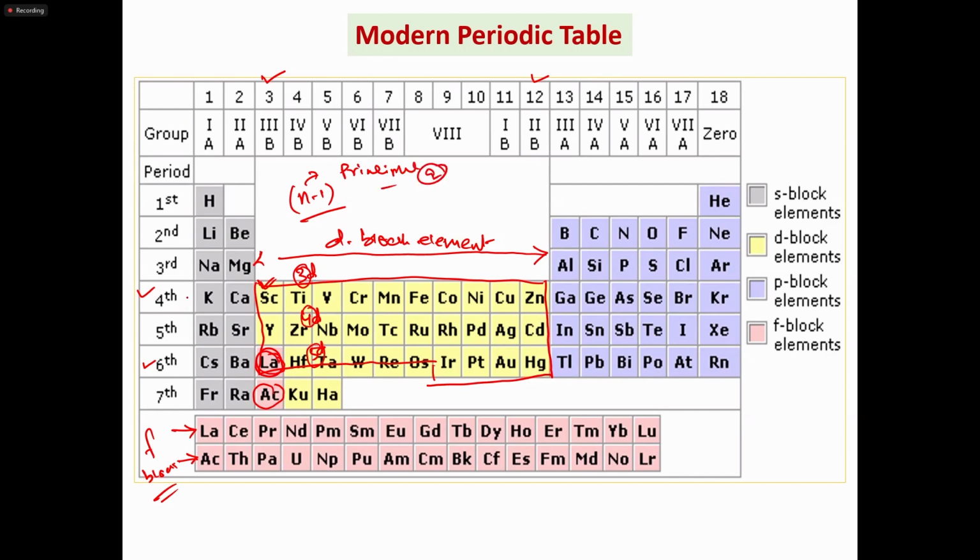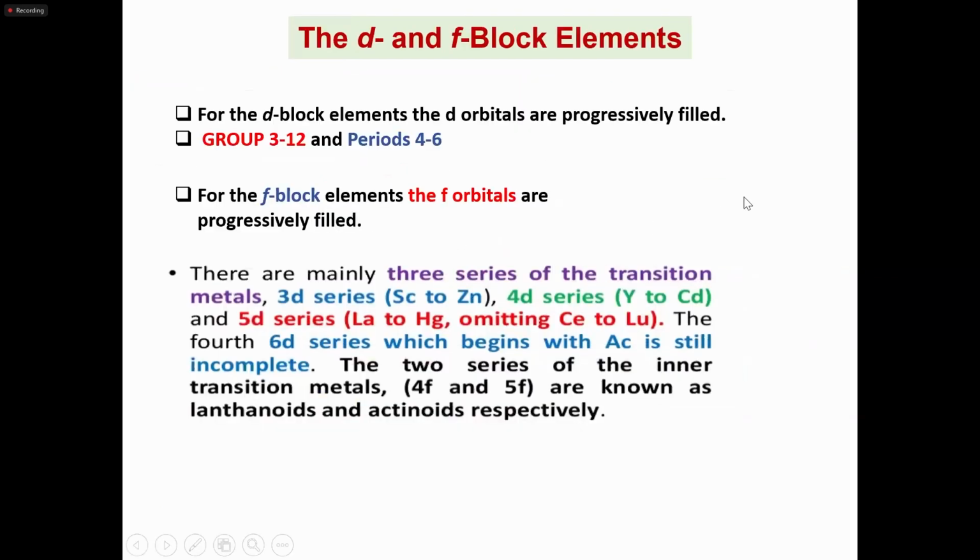For the fourth period, whatever d block elements are present here, we can say these are the 3d metal elements. Whatever elements are present in the fifth period, we can say it is the 4d series, and this is the 5d series. Whatever properties and atomic radii there are, we will learn about the elements of these three series.